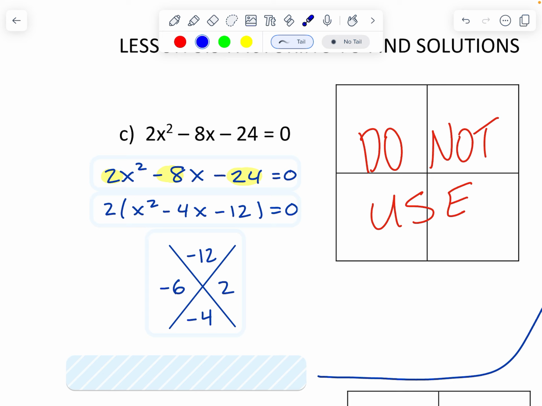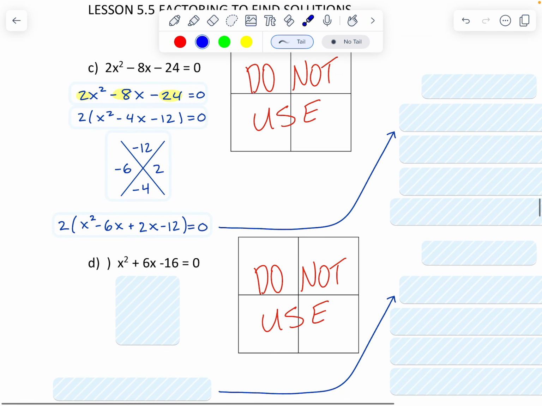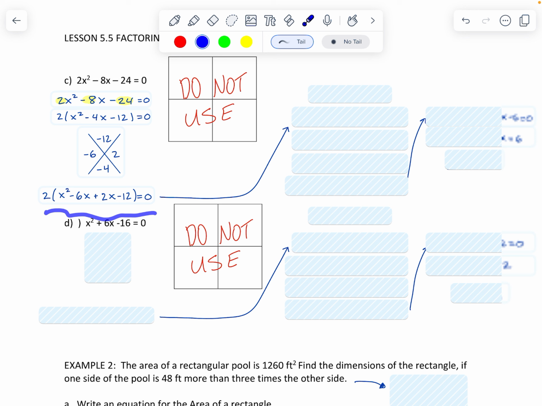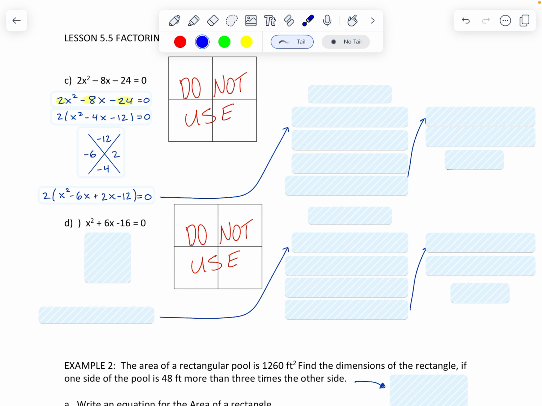We were looking for 2 numbers that were going to multiply to 1 times negative 12, so negative 12, and numbers that were going to add to negative 4. Those 2 numbers are negative 6 and positive 2. We can use them to rewrite our equation. Notice how that 2 still is hanging out on the outside. And then I have x squared minus 6x plus 2x minus 12 is equal to 0. From where you're at right here, I would love for you to give this a try. Pause the video, go ahead and give it a try.